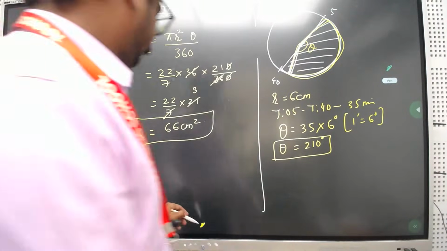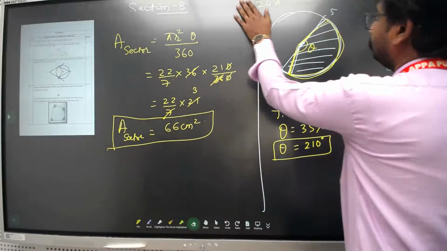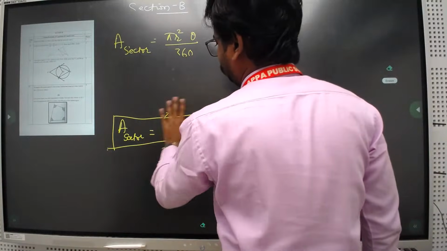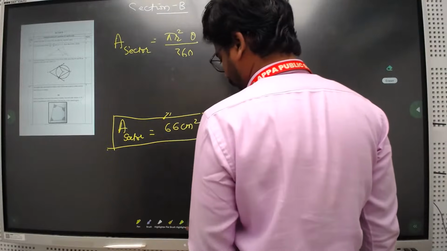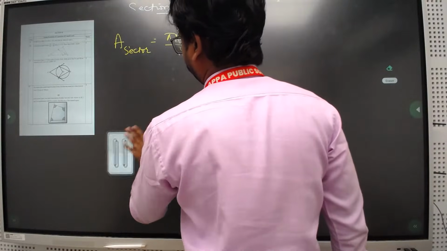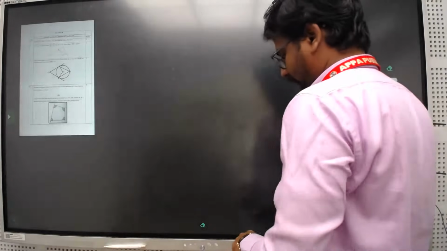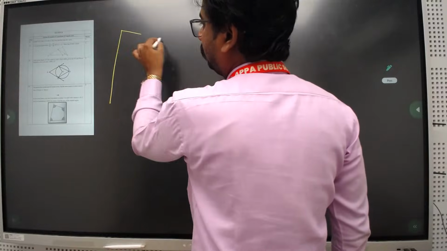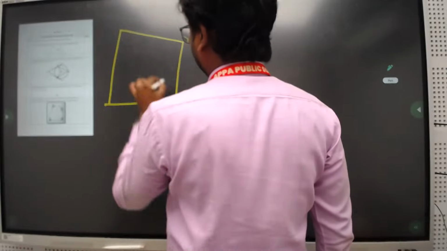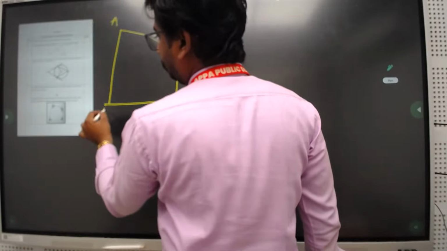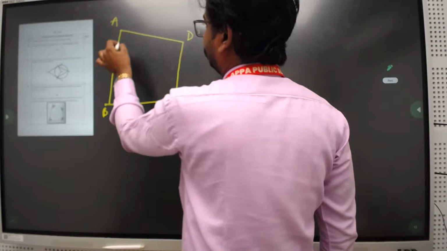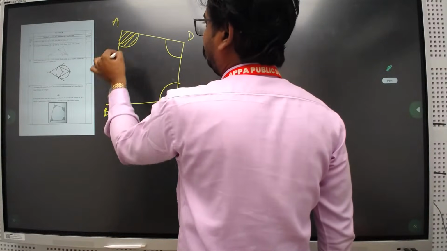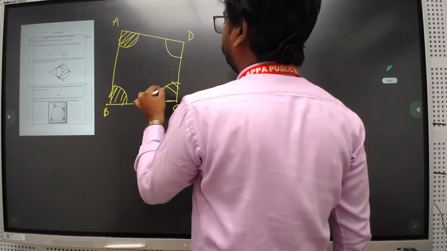24B now. First, I'll draw the figure. There is a quadrilateral ABCD. A, B, C, D. This area of shaded region I should find. What type of shape they are?